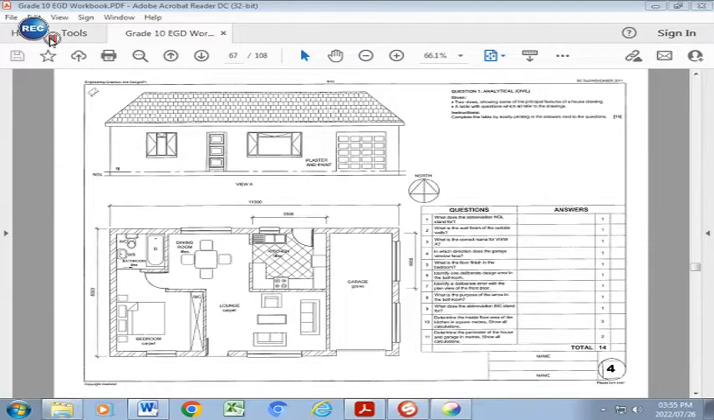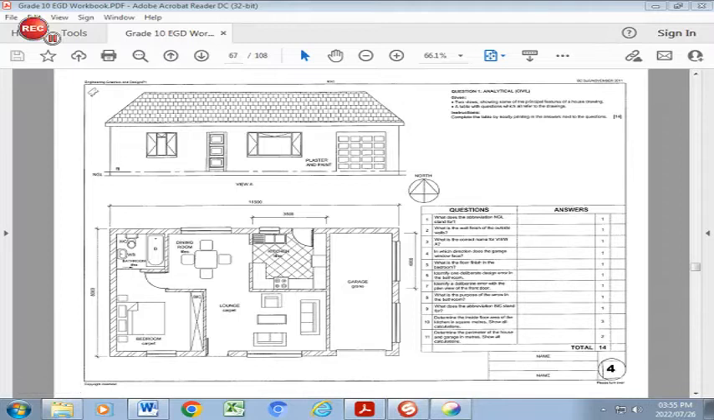Grade 10s, let us look at this analytical question. There is the instruction which is given to us, and I want to zoom in on that instruction. Then we have a list of questions on our bottom right hand side where the answers must be filled in. And then you have a floor plan and an elevation on top here. This elevation shows this side of the house.